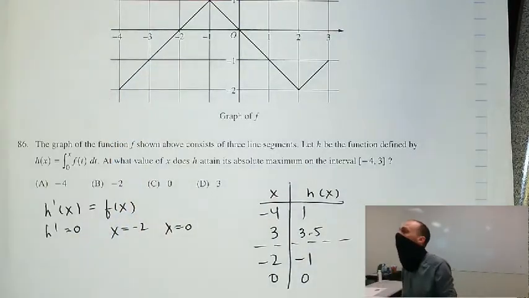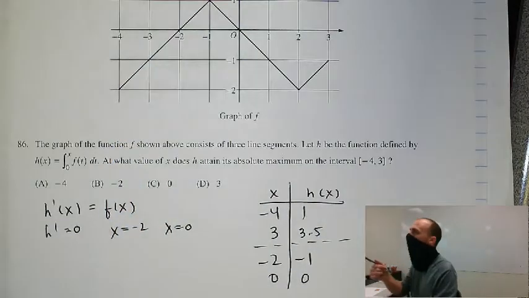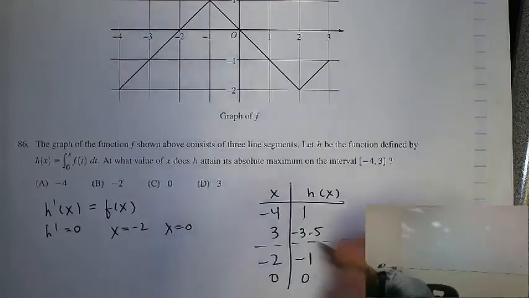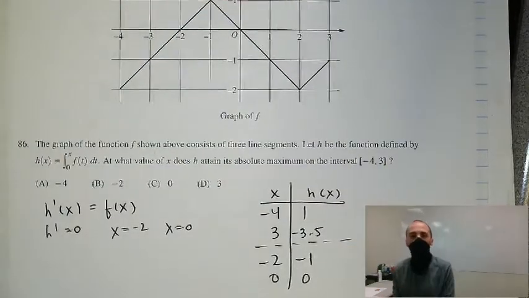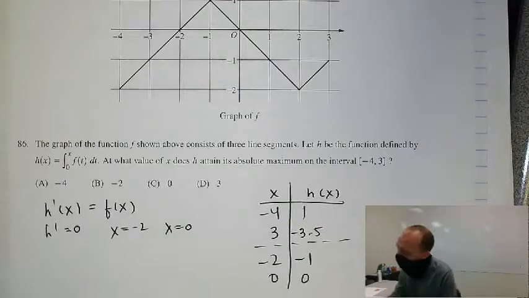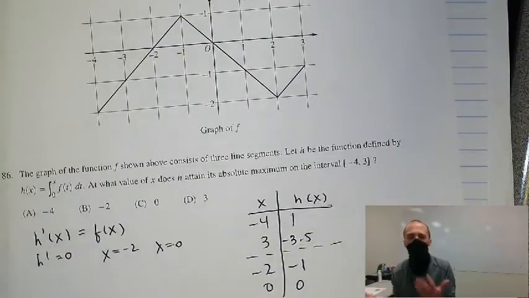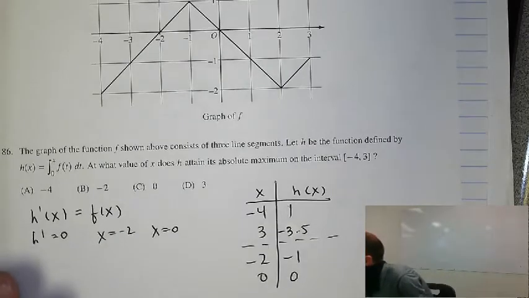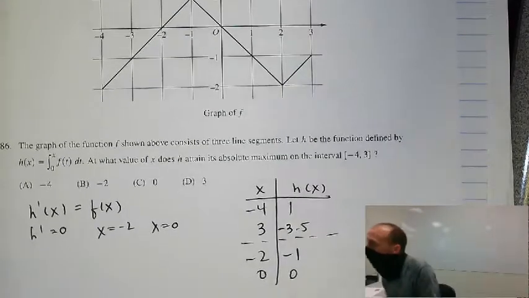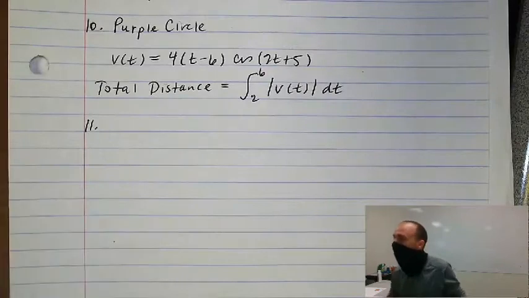And I'm assuming that someone would stop me in person. Is that -3.5? Thank you. Yes, that's crucial. The absolute maximum happens here, which is at x equals -4. That's probably the more process-driven way to show you. All right, moving on. Yellow triangle.